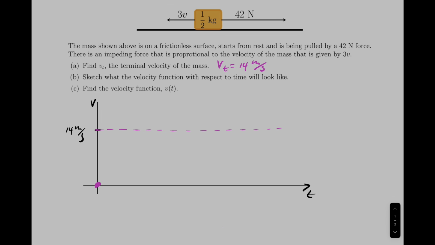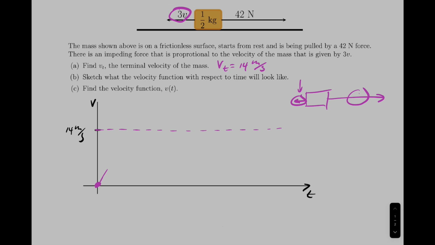So what I'm thinking of, first of all, we know as time goes on, it's going to get faster. And when that 3v, as it just starts moving, is not that big, like in the beginning, right after time 0, you're going to have the 42. You're going to have the backwards force being pretty small in comparison with the 42. So I would expect this thing would go up, and at first it might look linear, like with a constant acceleration. But then as this force grows, it's going to have the rate of change of the velocity decrease.